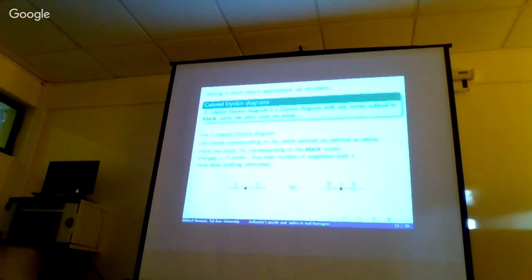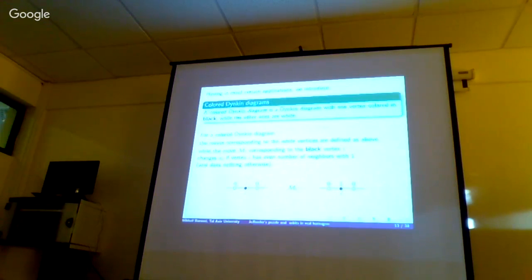is different. The move m_i changes a_i if the vertex has an even number of neighbors. And if it has an odd number of neighbors, then it does not change. So for example, the 0 over this black vertex, the move m_i changes the 0 to 1.